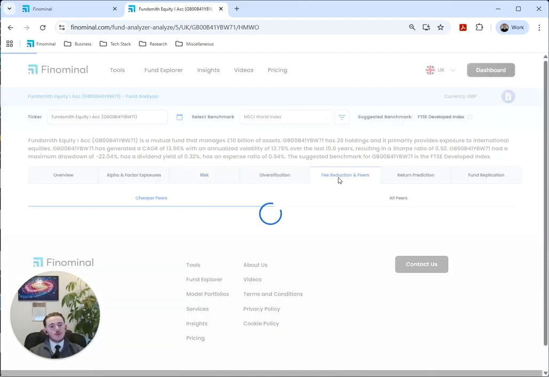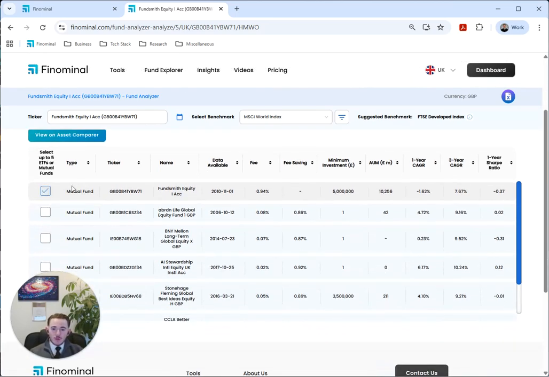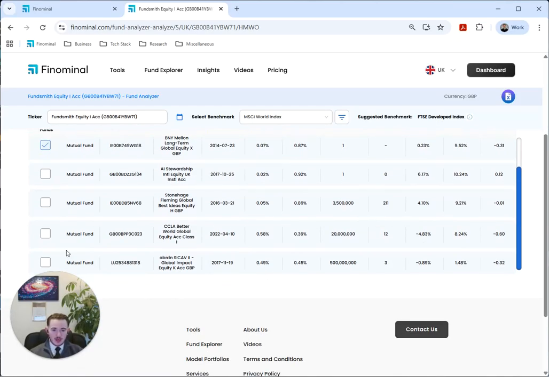Moving over now to how this compares against the fund's peers. So we can either compare this against cheaper peers or all peers. For the Fundsmith Equity, we will select the Aberdeen Life Global Equity Funds, also select the BNY Mellon Long Term Global Equity. We will also select some a little bit more expensive, such as that CCLA Better World Global Equity.